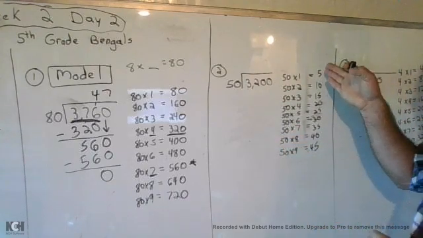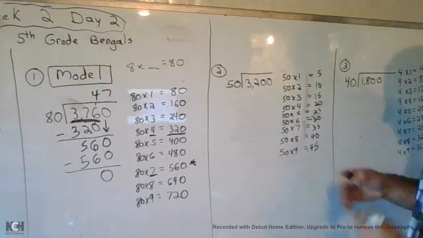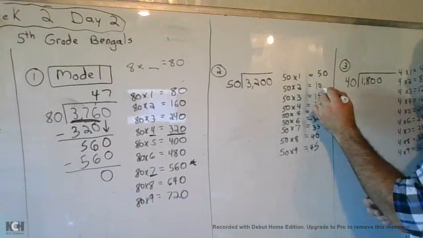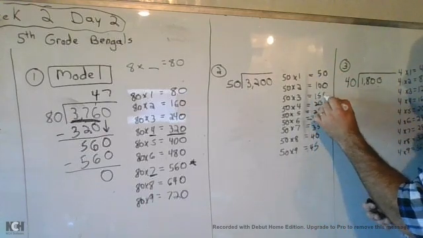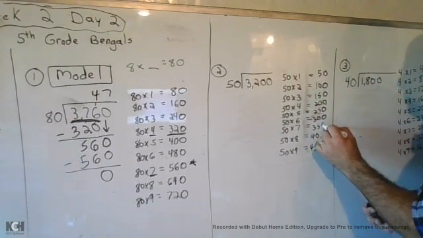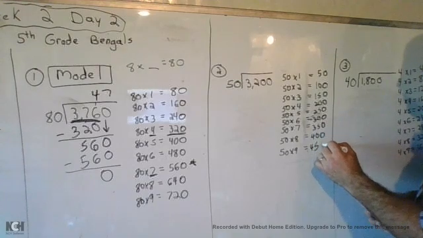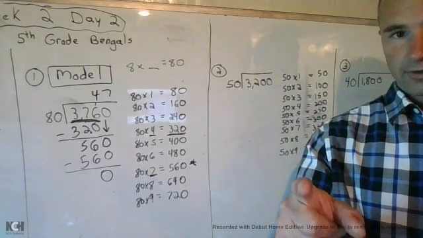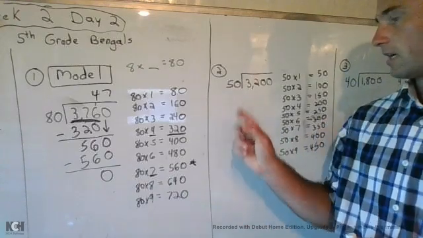And I'm going to turn all of these multiples and multiply them by 10. 5 becomes 50. 10 becomes 100. 15 becomes 150. And so on. 200, 250, 300, 350, 400, 450. Now I'm going to let you take it over and see how many 50s go into 3,200.